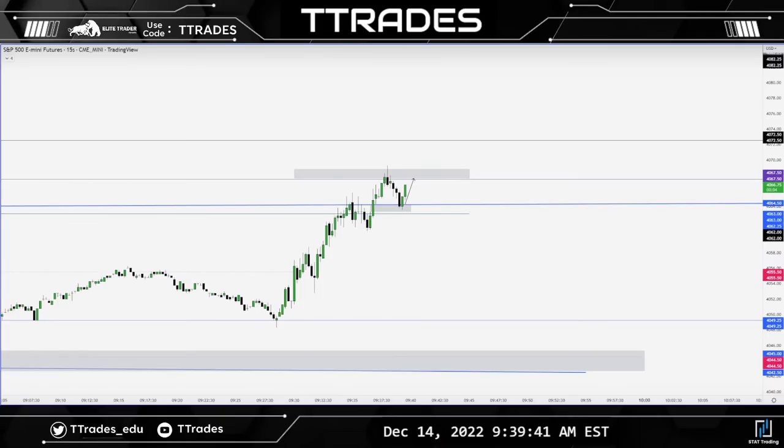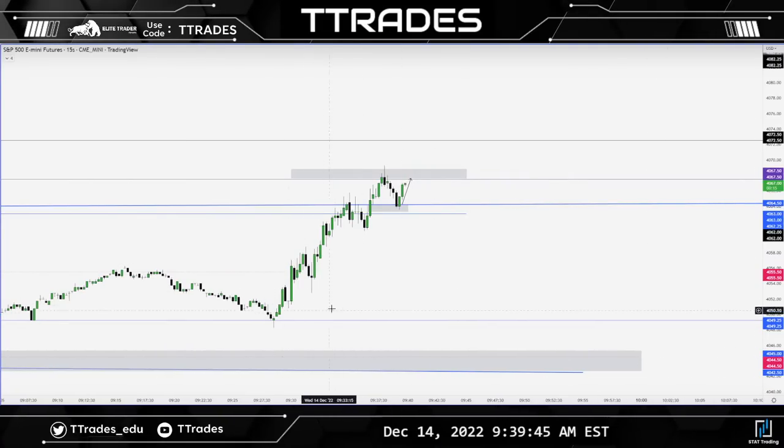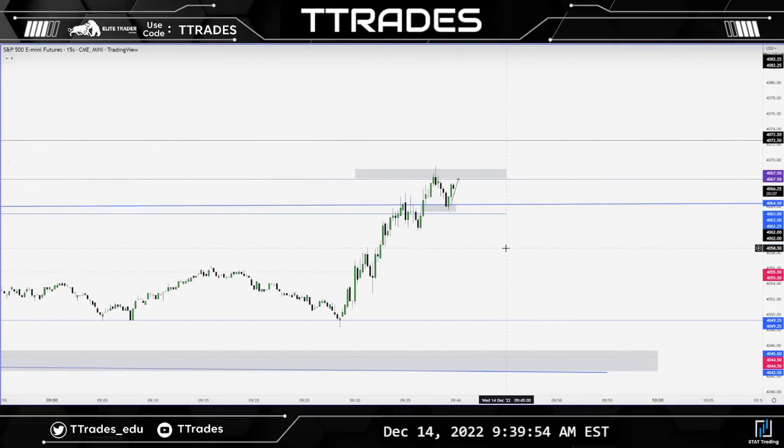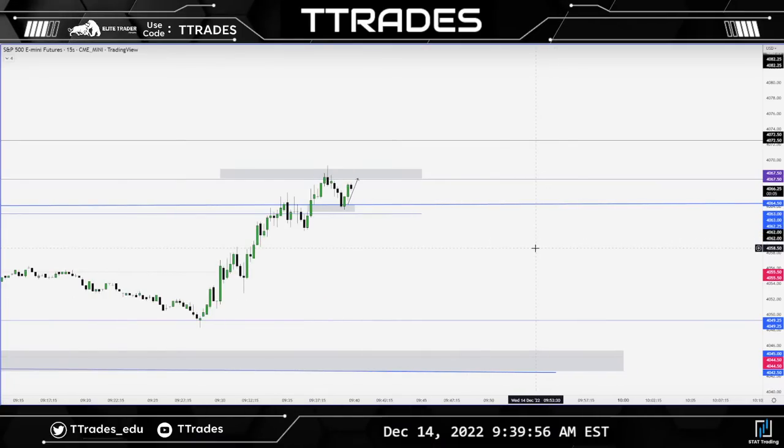What shall I target? That's completely up to you, right? Personally, if I was long in this movement, I would have targeted midnight and then Asia high, and then let runners go until market structure tells me we're bearish.